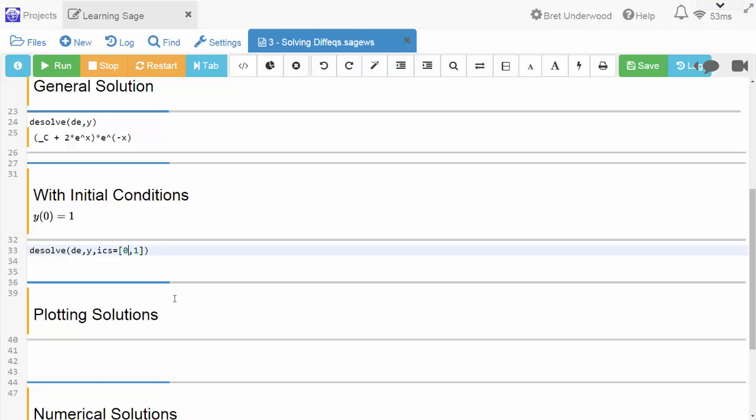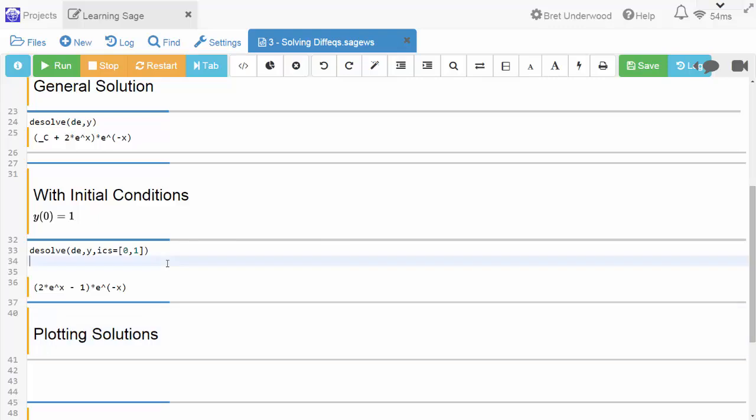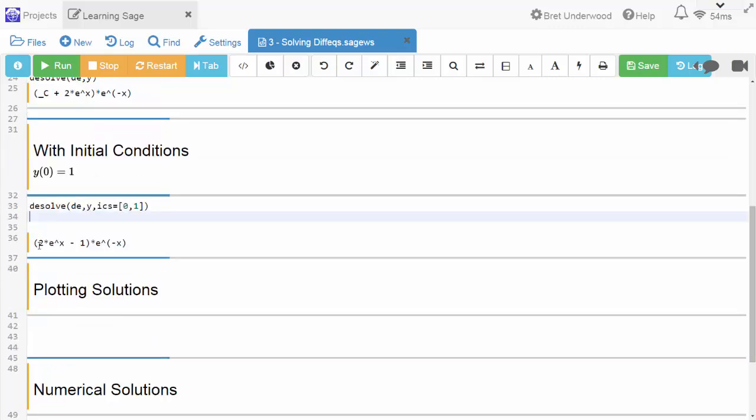The first slot is the x value at which you're imposing the initial conditions. The next slot is y at that initial condition. If you had more slots, if you needed to impose y prime and y double prime, the first and second derivatives of y, they would just go in the next slots. So y prime at 0, y double prime at 0. Okay, so I use this to impose my initial condition, and I indeed get now a specific solution, or a particular solution, with no arbitrary constants.